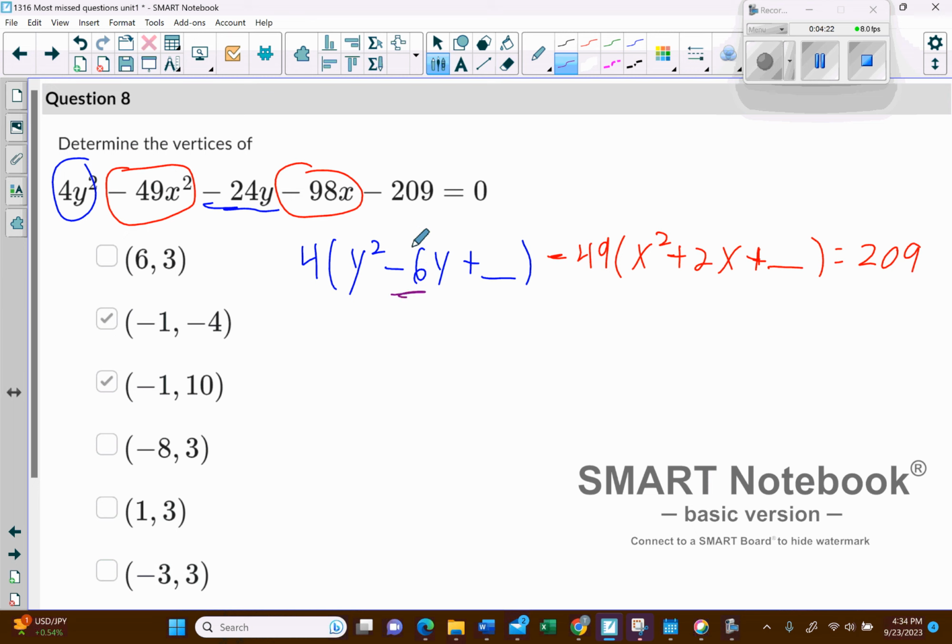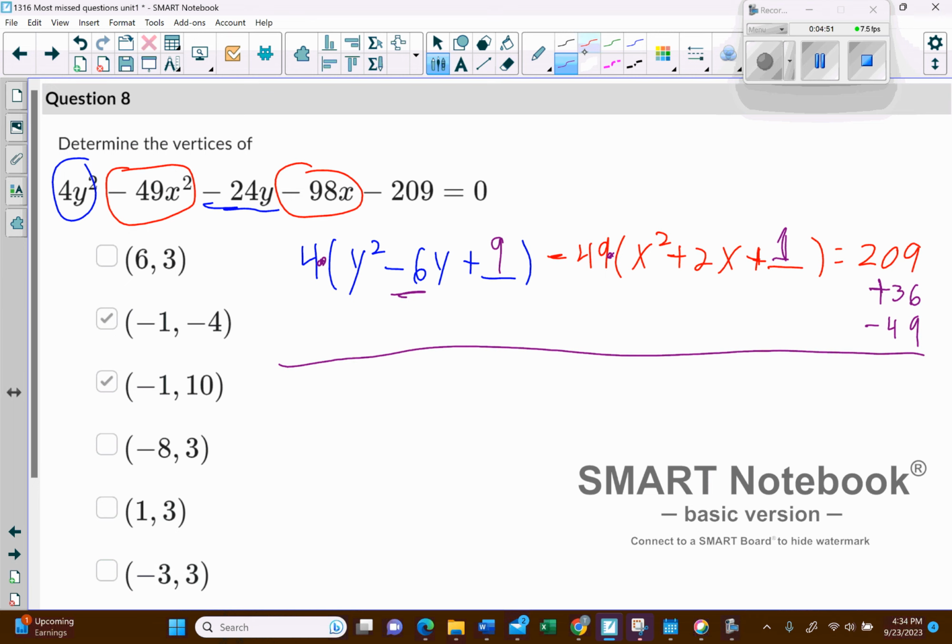So half of this is -3, but then squared is +9. But really, that 9 is getting multiplied by 4, so that's really a plus 36. So I'm going to have to go ahead and add 36 to the other side to preserve the equality. Then on my second one here, half of 2 is 1. 1 squared is 1, so I'm going to put a 1 here. And then that's really a -49 though, so I'm going to have to put a -49 over here.